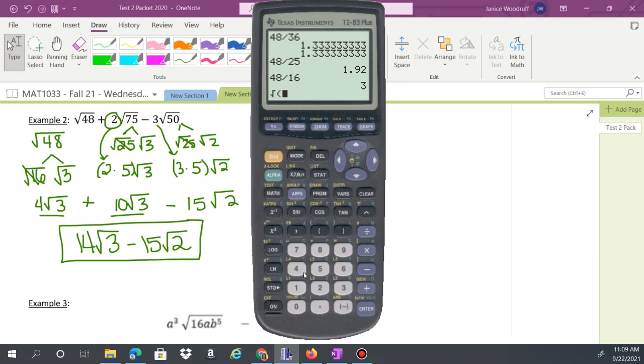So original problem was square root of 48 plus 2 square root of 75 minus 3 square root of 50. And that gives us 3.036. And then 14 root 3 minus 15 root 2. Same number.